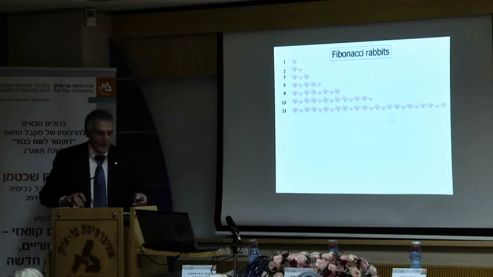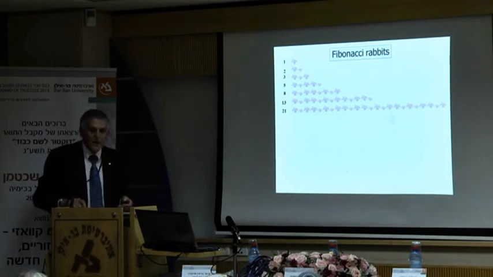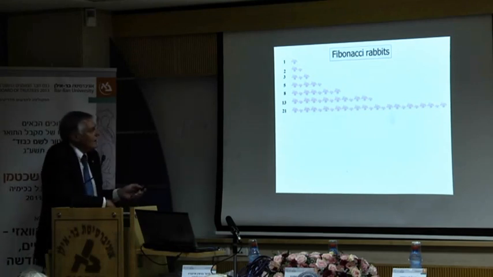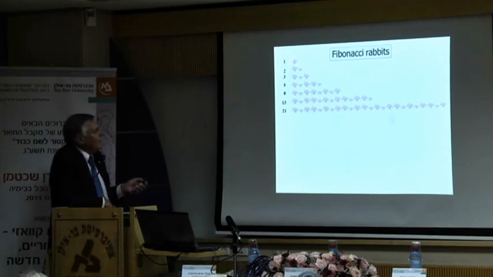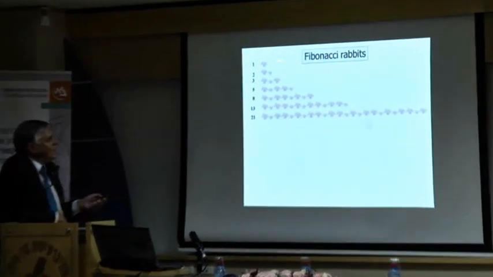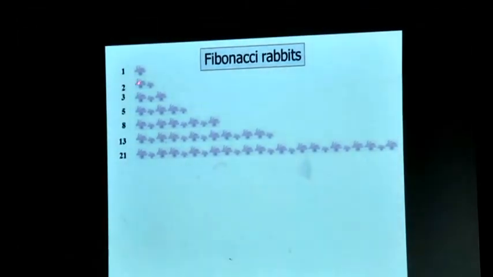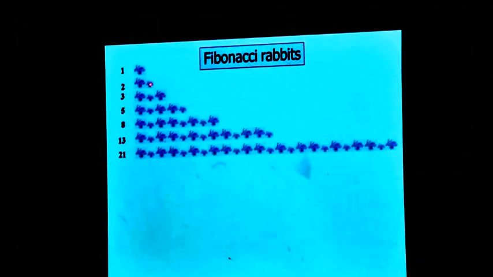So what about them? Here is the Gedanken experiment that he did, a thought experiment. He said, let's say that we have a female rabbit, right? And she has a husband or a boyfriend who visits her, and now she's pregnant. Okay. So in the next month, she gives birth to a little one. Another visit, and next month, she gives birth to another little one. But this little one matures before it can reproduce. That's all. These are the two rules.